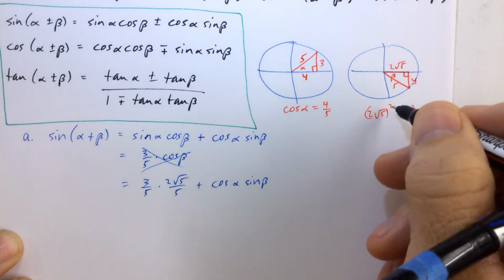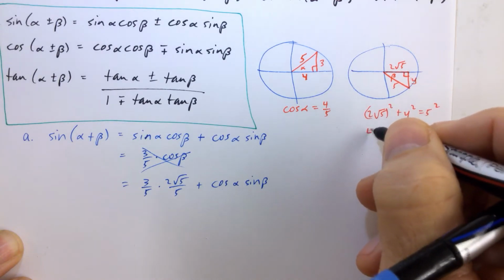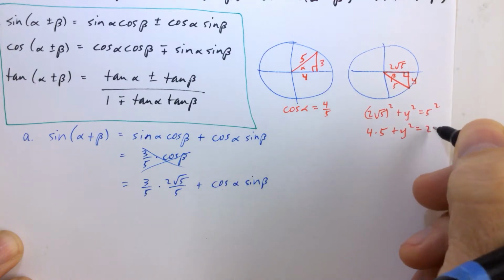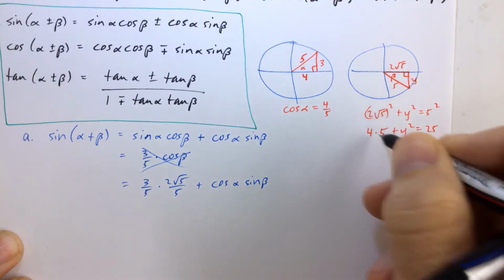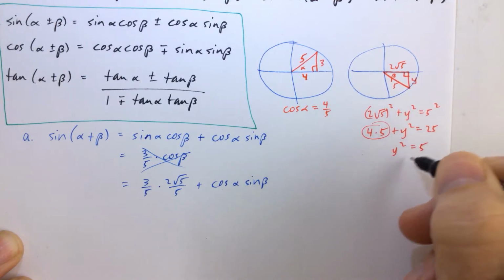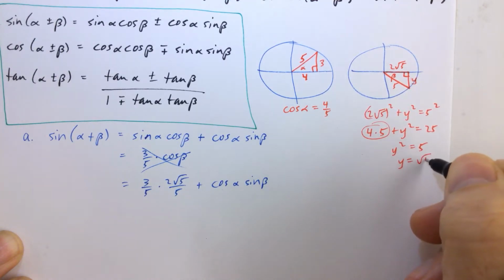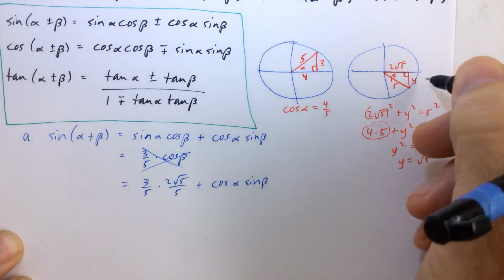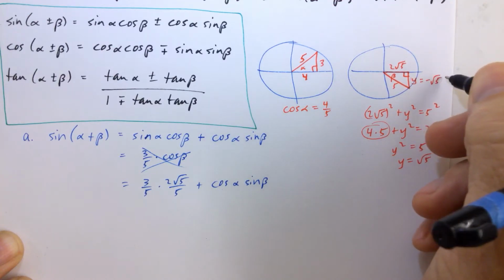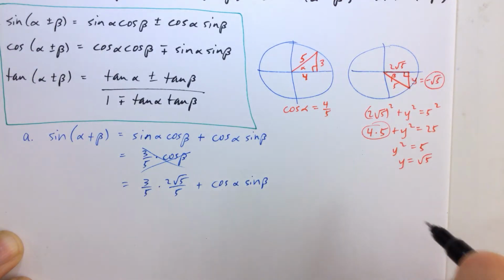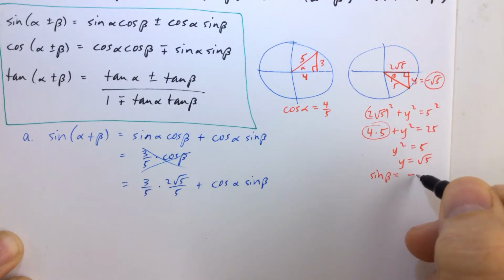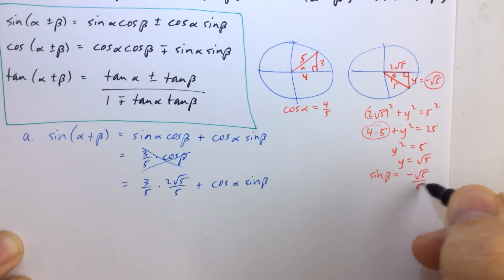And then what's 2 radical 5 squared? Well, 2 squared is 4. Radical 5 squared is 5. Plus y squared equals 25. And if we subtract 20 from both sides, we get y squared equals 5. And so y is radical 5. But don't forget, it's going to be a negative number here. So we're going to put negative radical 5 so we don't forget to put that negative in there. And therefore, the sine of beta, equaling the opposite over the hypotenuse, is negative radical 5 over 5.